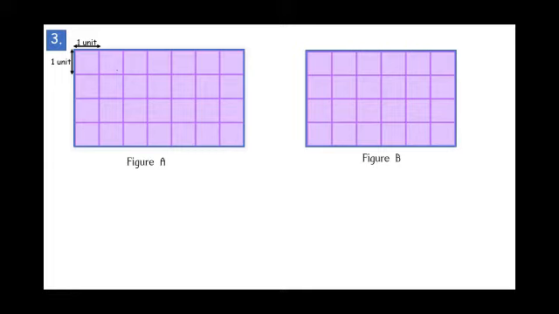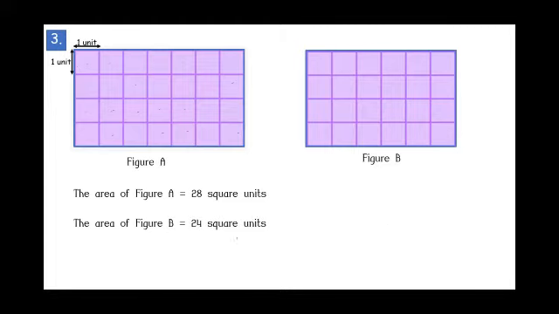So for figure A, let's see, 1, 2, 3, 4, 5, 6, 7, 8, 9, 10, 11, 12, 13, 14, 15, 16, 17, 18, 19, 20, 21, 22, 23, 24, 25, 26, 27, and 28. So this means that figure A has got an area of 28 square units, okay? Because you see, these are squares. We have divided it into squares. So we give it in square units, okay? And now the area of figure B is 24 square units.